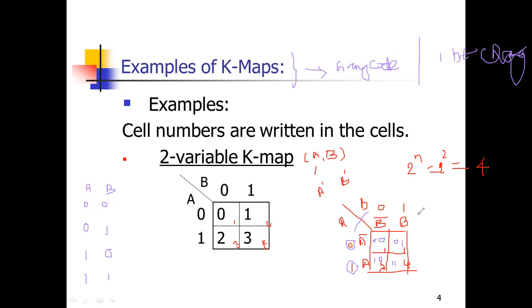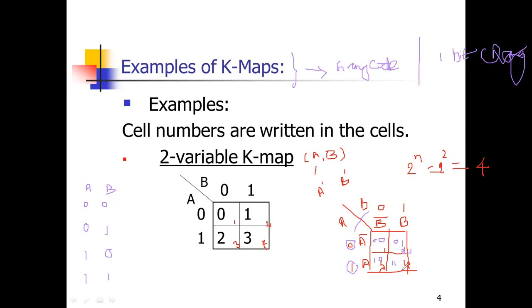So all are designed based upon the one bit changing. What is meant by that? With respect to cell number 1, 2, 3, 4: this is cell number 1, this is cell number 2. The one bit change: 0 0, here 0 1. No change, only one change.